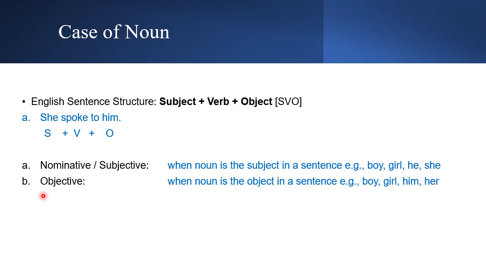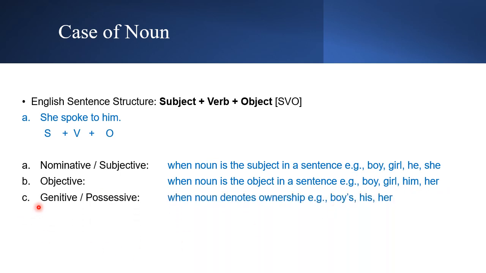The second thing is object. So this is the subject. She is the subject of the sentence, means she is the actor of the sentence, and him is the object of the sentence. So anything which is here would be objective case, anything which is here would be subjective case. So when a noun is the object in a sentence, that is what we call an objective case. So nominative case or subjective case, both are the same thing when the sentence is started with that. Objective case means when a sentence ends with somebody, him or her.